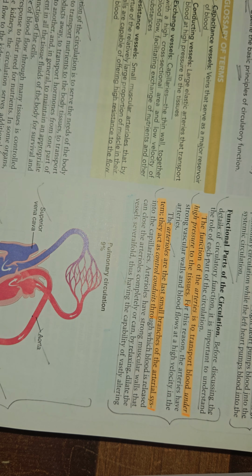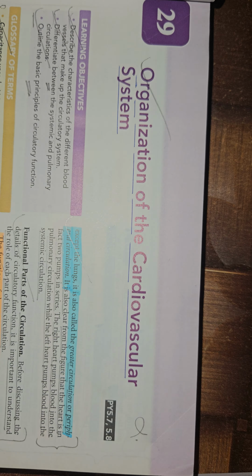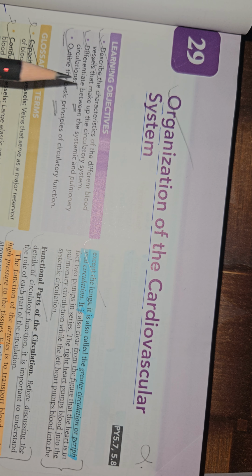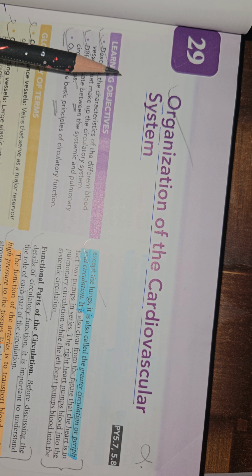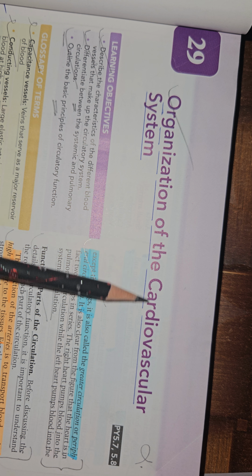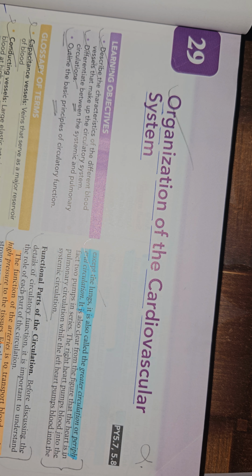So this is the cardiovascular physiology. It has many chapters, and we are going to start with its first chapter, that is organization of the cardiovascular system. This chapter is explained by Guyton in 3 learning objectives. If we study these learning objectives, this organization of the cardiovascular system is clear to us. So in this video, we are going to study the first learning objective, that is describe the characteristics of different blood vessels that make up the circulatory system.